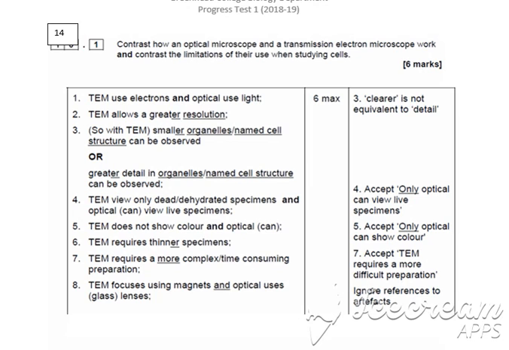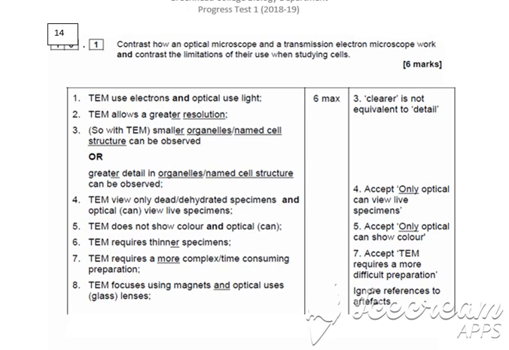So because of this higher resolution, the transmission electron microscope can see smaller organelles or any named cell structure, so anything smaller than a nucleus you could talk about. These can be observed with the transmission electron microscope. We can also see greater detail in these organelles, but again it needs to be a comparative. It can't just be we can see detail, it needs to be the idea that with the transmission electron microscope you can see greater detail.